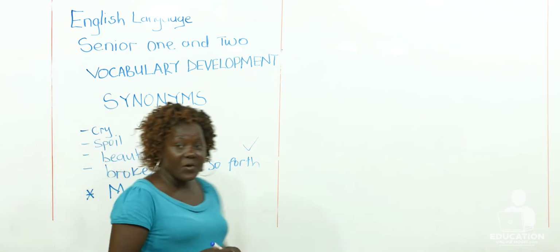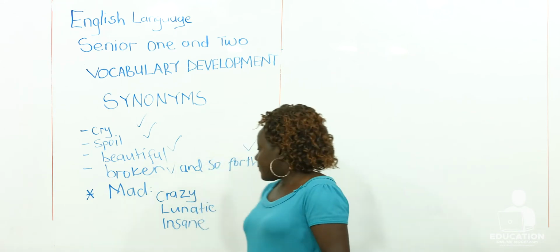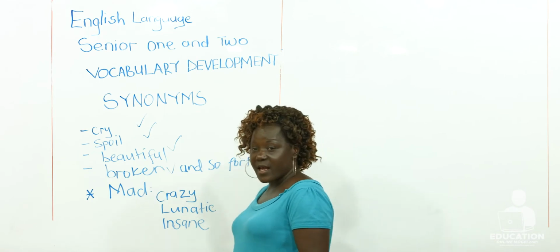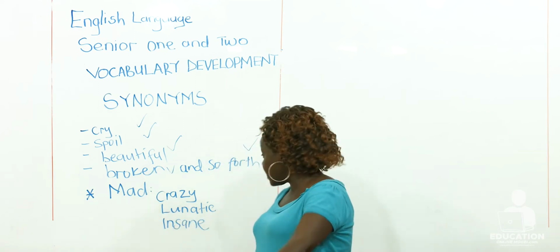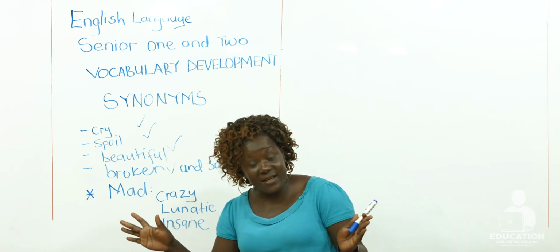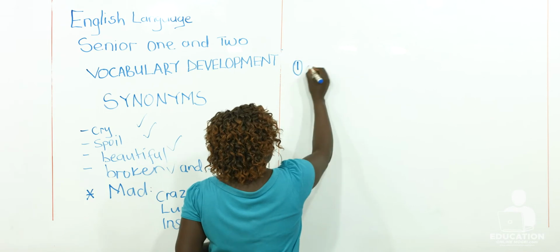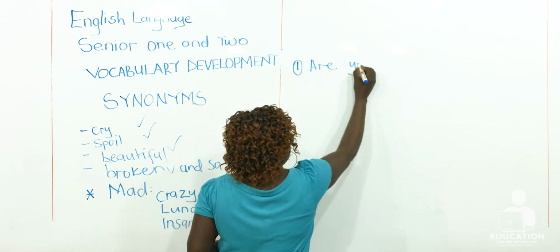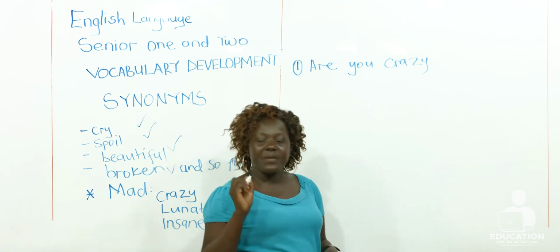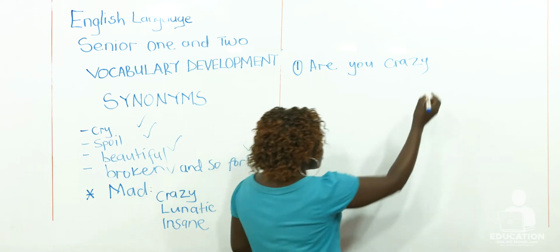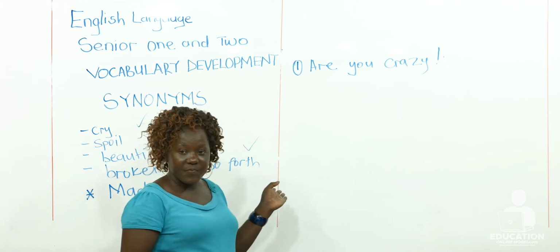Now, let us see how we can use these three words in construction of sentences. One, crazy. You can say, you behave in a very crazy way, instead of saying, you behave in a mad way. Even you can use it in interrogative, like this: are you crazy? You ask as if you're surprised. Since it is a surprise, you will use exclamation instead of a question. So you'll say, are you crazy! Means, are you mad?